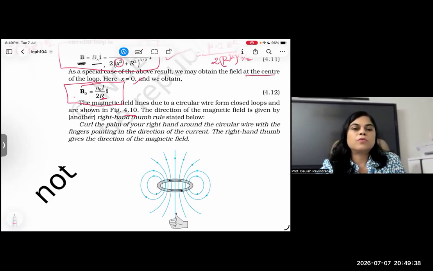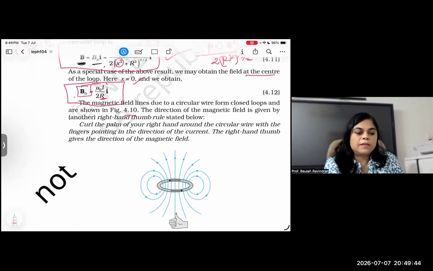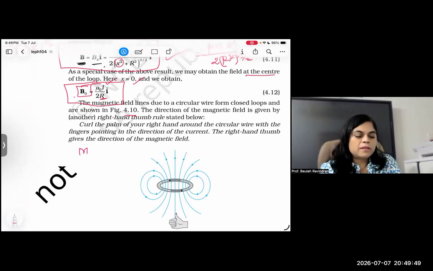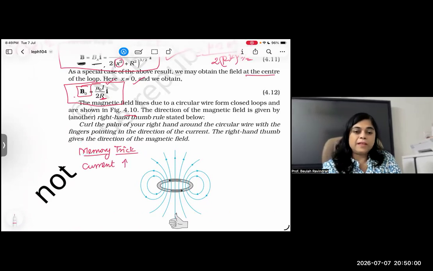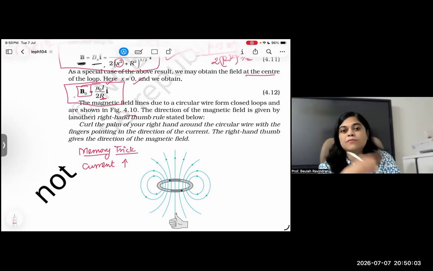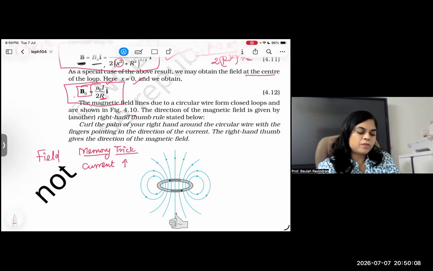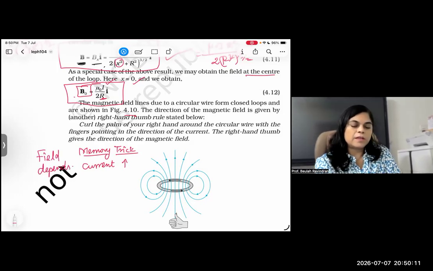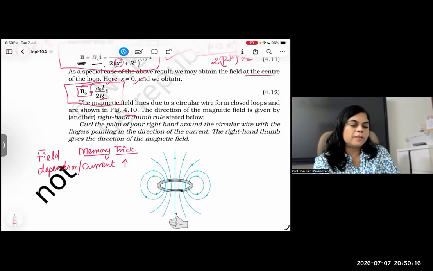So you can understand the magnetic field depends on the current I, directly proportional. Can you write this, students, like a memory trick? Current is directly proportional. That means if the current increases, then the field also increases. So the field depends on current, directly proportional, and radius squared.